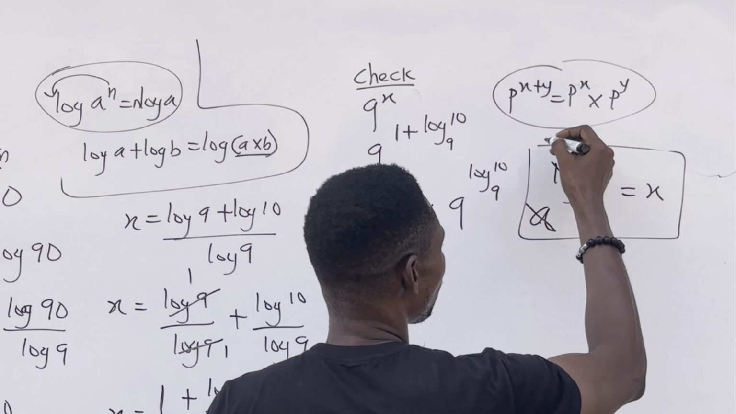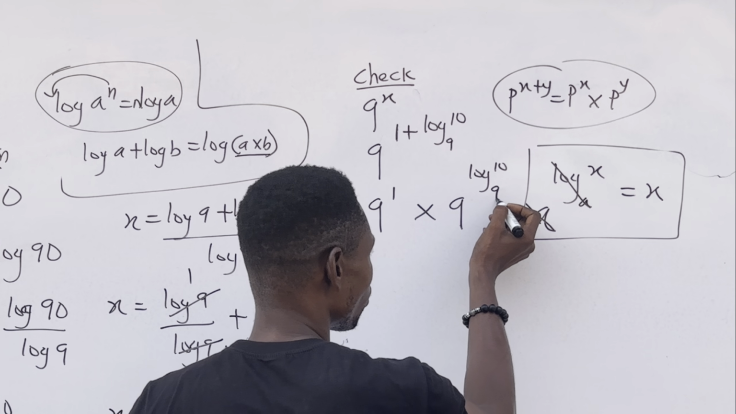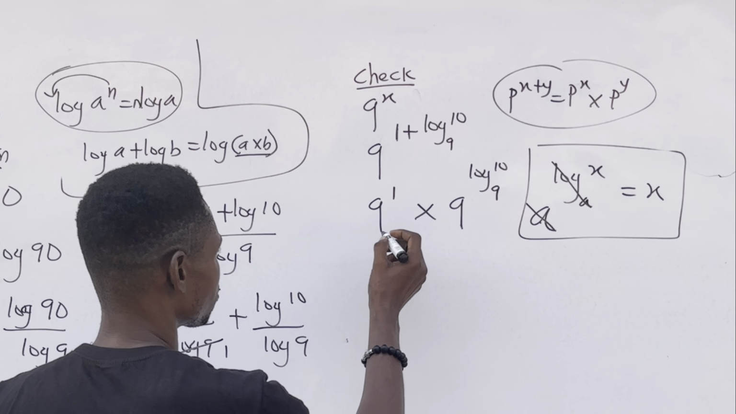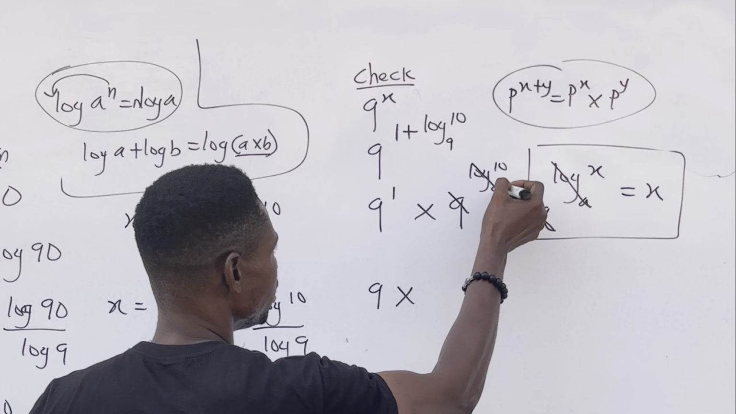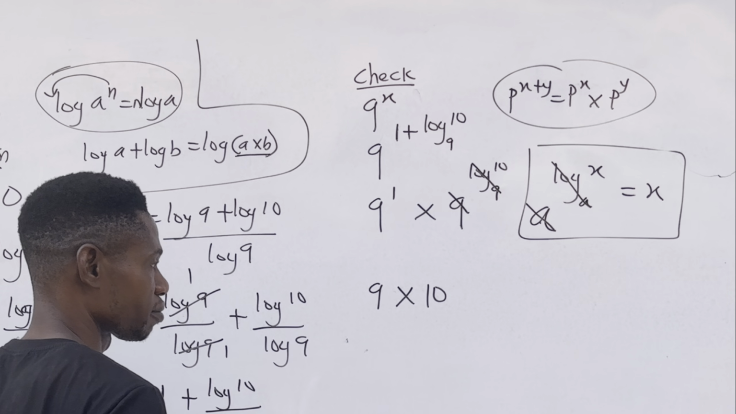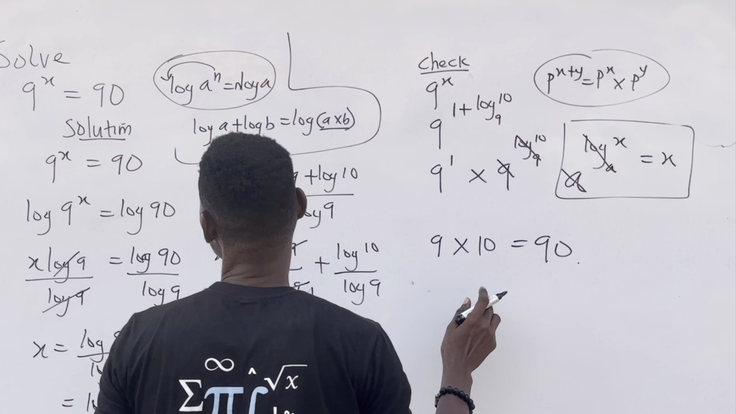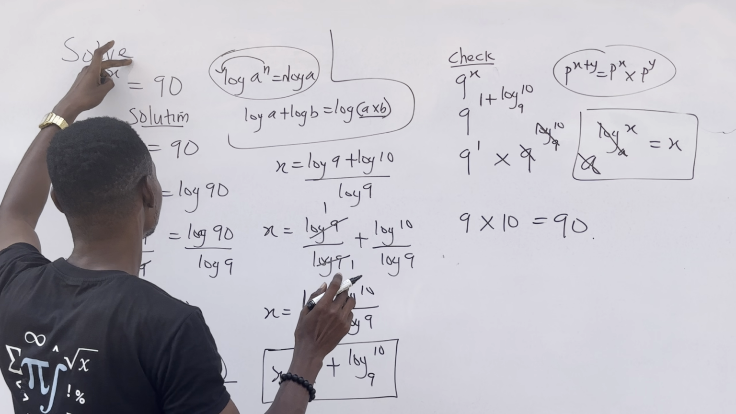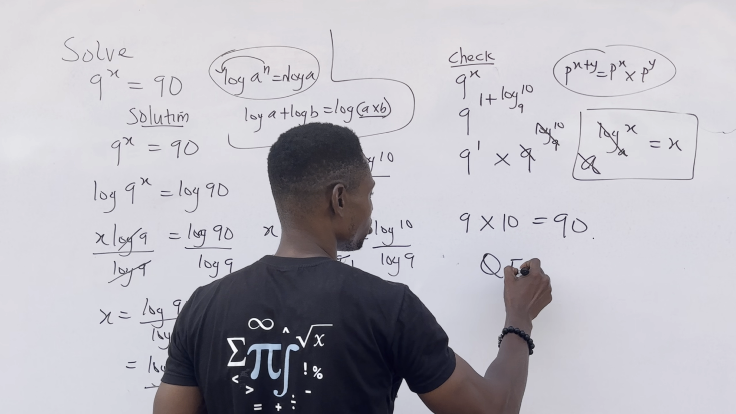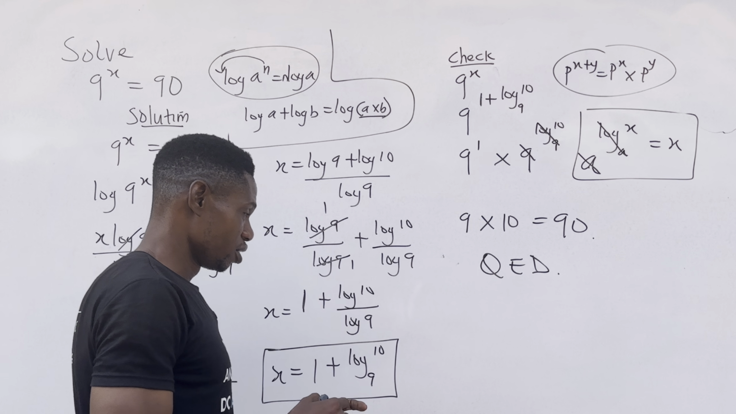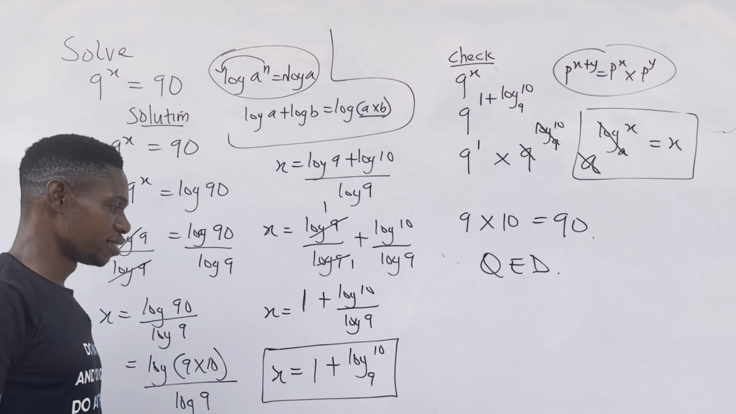So this law applies. So if I apply that law here, watch, you have 9 and this log having a base of 9. So this will give us 9 raised to power 1 is 9 multiplied by this cancelling this to give us 10. And 9 multiplied by 10 is 90. So remember, our 9 raised to power x is 90, which we have just proven. So our x is actually 1 plus log 10 base 9.